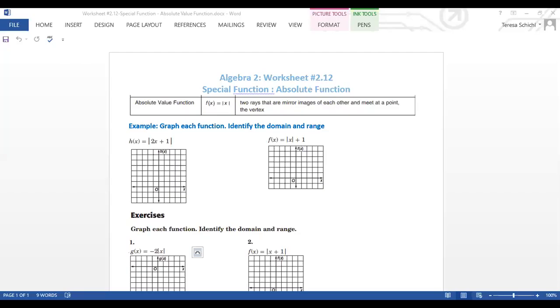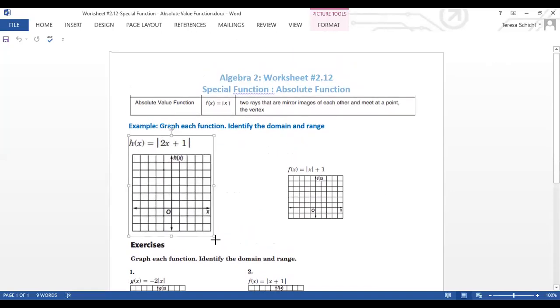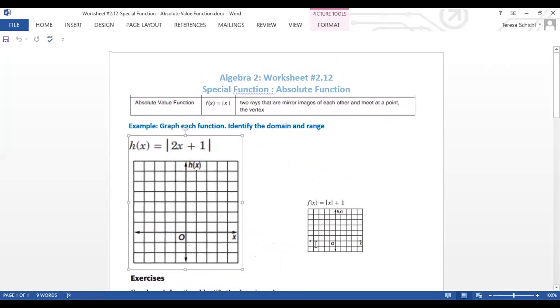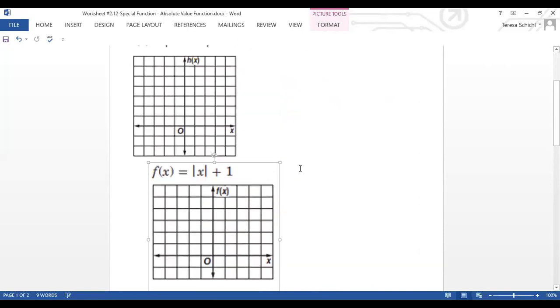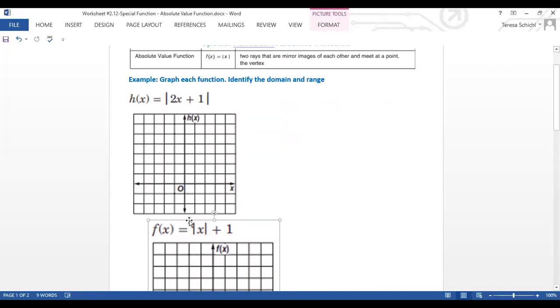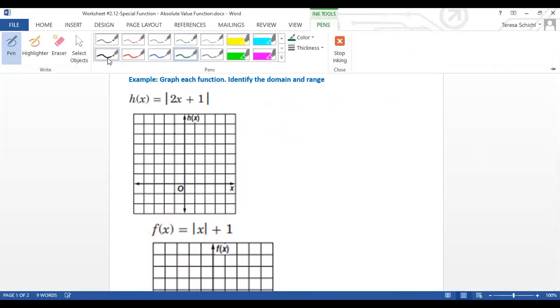Okay, so now let's go back to our worksheets and take a look here. This is the absolute value function worksheet, and let me enlarge those graphs so we can graph. Okay, good. All right. So here, let's take a look at the first one. This is 2x plus 1.